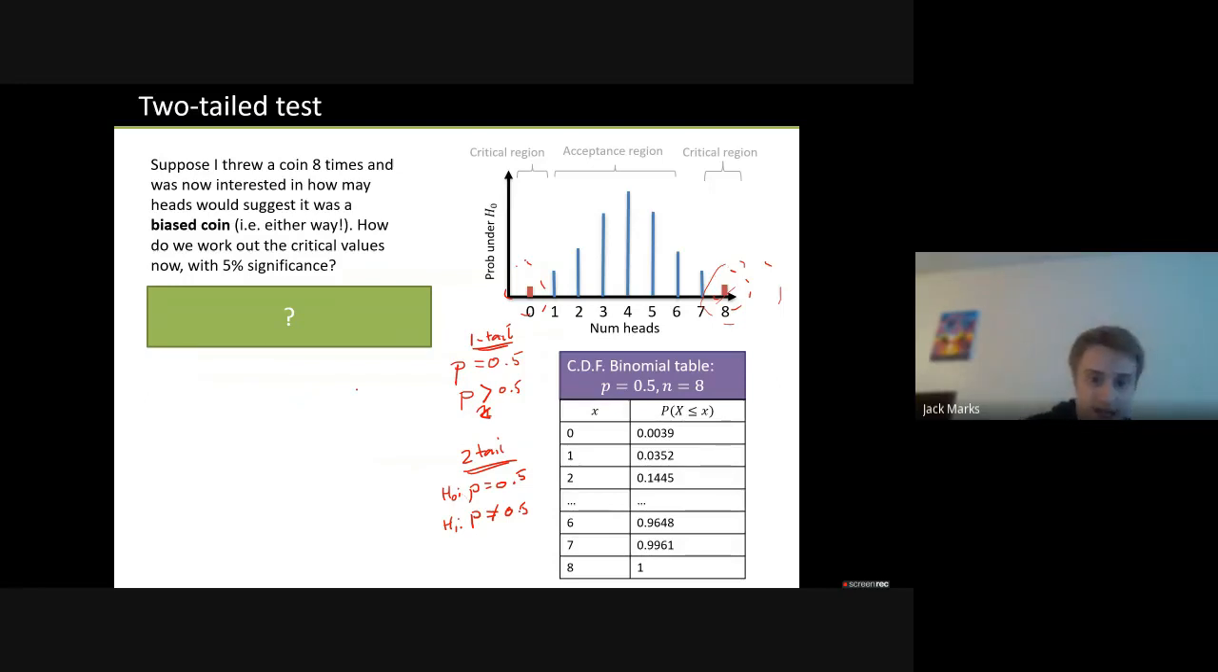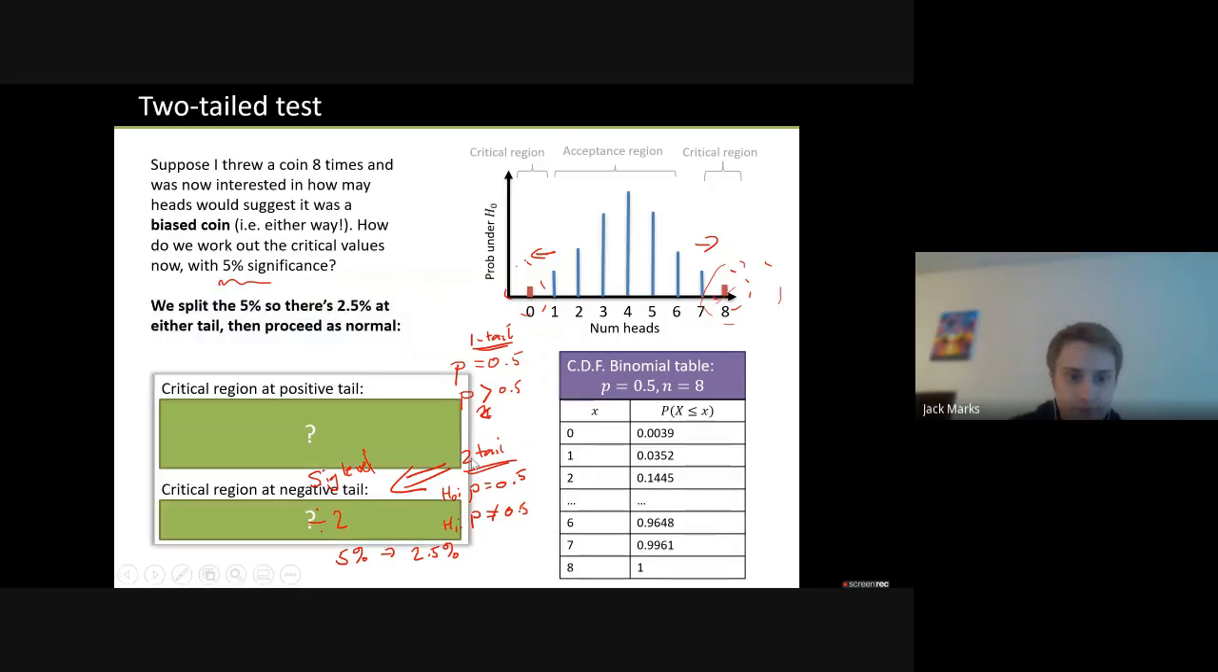The only thing that we need to do, if it's two-tail, is we need to take our significance level and we need to split it. We need to split it to the left-hand side and to the right-hand side. In other words, we're going to divide it by 2. So instead of talking about 5% now, we're going to be talking about 2.5%. Okay? So what are the critical regions so that 2.5% is the thing that you have to be less than?